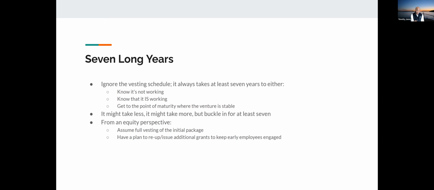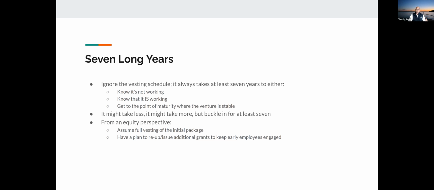So what that means from an equity perspective is that, even with a vesting schedule, for example, a 5-year vesting schedule that I mentioned earlier, you need to make sure that you have continued incentives to keep people involved, even if they complete full vesting of their initial package. Which means you add additional packages, which means you actually have to have equity in that pool to give additional grants.